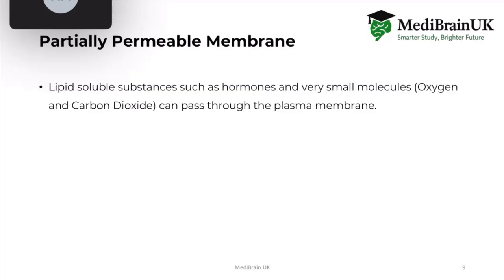The phospholipids are the things which make it partially permeable because they can only allow lipid-soluble substances to diffuse across. An example of lipid-soluble substances is hormones or very small molecules such as oxygen and carbon dioxide. These are lipid-soluble and they can simply diffuse across the plasma membrane. Things like ions, potassium ions, sodium ions, are not lipid-soluble, because they are charged. Anything charged is not lipid-soluble.